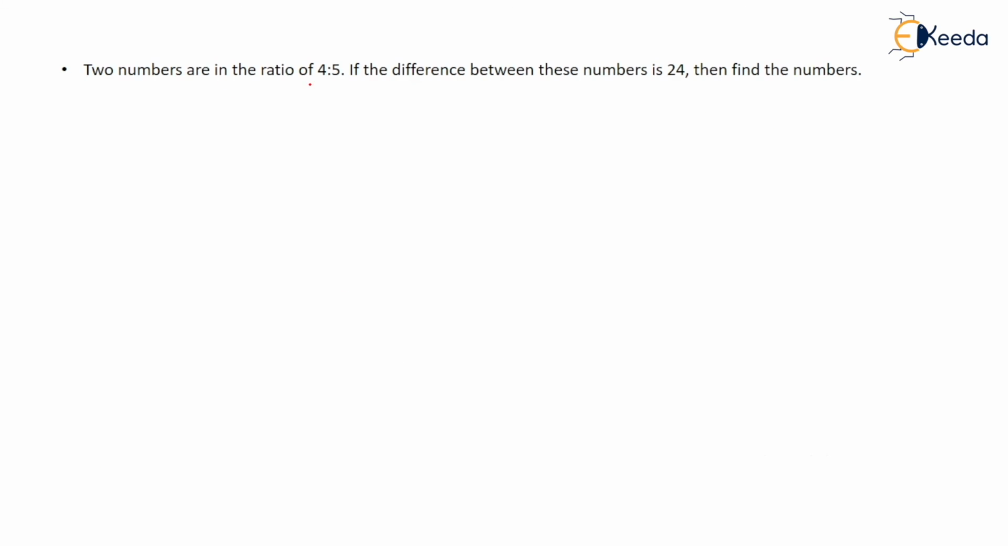Two numbers are in ratio 4 by 5. If the difference between these numbers is 24, then find the numbers. So the two numbers are 4x and 5x. The difference between these two numbers is 24, right? Means the value of 1x is 24. So you can find out the values of these two numbers, because you know the difference. There is a difference of 1x and its value is 24.